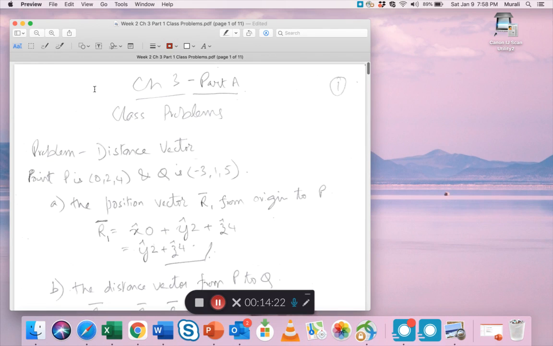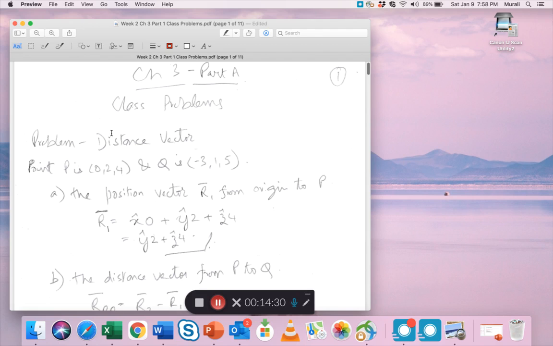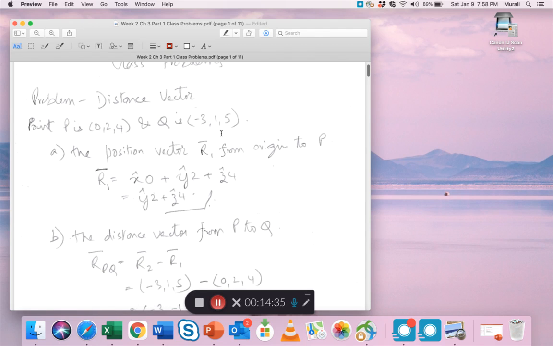Okay, so here it is. It's in my file, a PDF file. I post it online and you can retrieve it. Page 1 of my PDF file. So the two points are (0, 2, 4) and (-3, 1, 5). The position vector R1 from origin to P is nothing but x times 0, that's the x coordinate, y times 2, and z times 4, which is this.